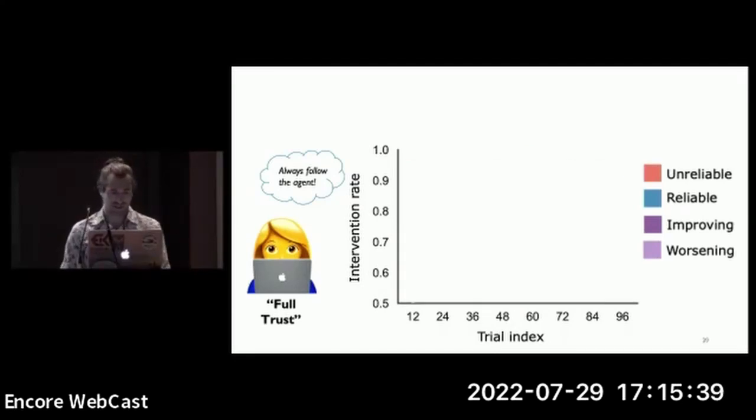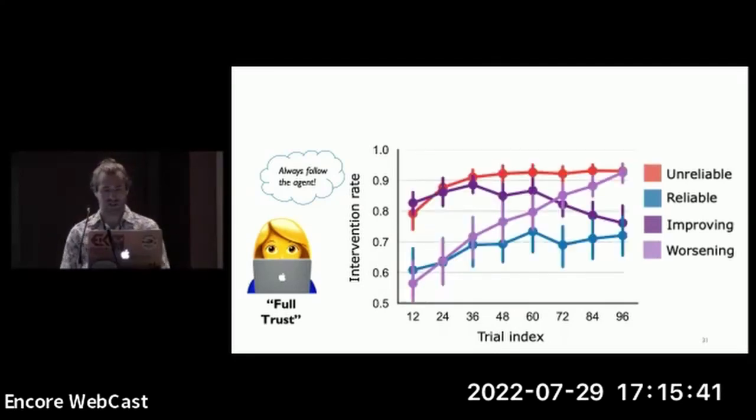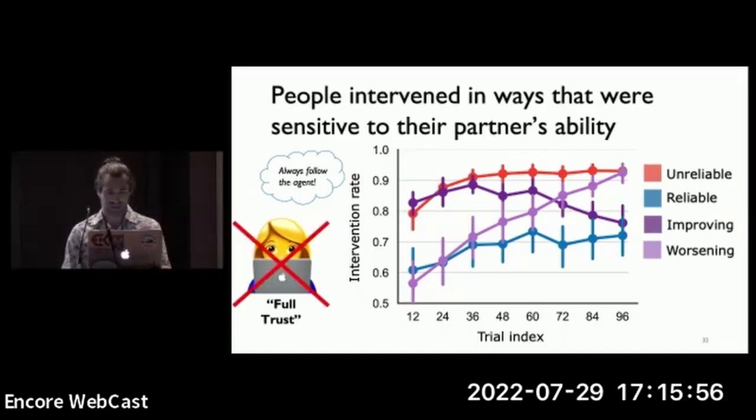So what do we see? Across the board, intervention rates are very high here. And these intervention rates are largely reflecting the differences between conditions. So people are intervening most frequently with this unreliable agent, least with the reliable agent, and their intervention behavior is changing dynamically as the improving and the worsening agents change. So what this tells us is that people are intervening in ways that are sensitive to their partner's ability. In other words, they aren't merely trusting their partner the whole time.